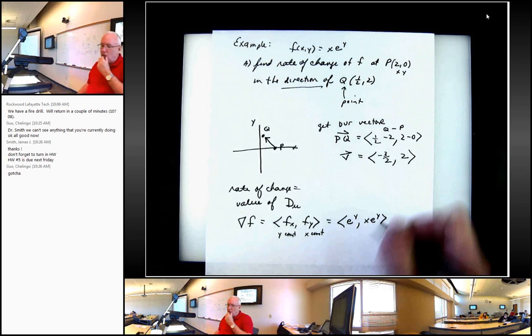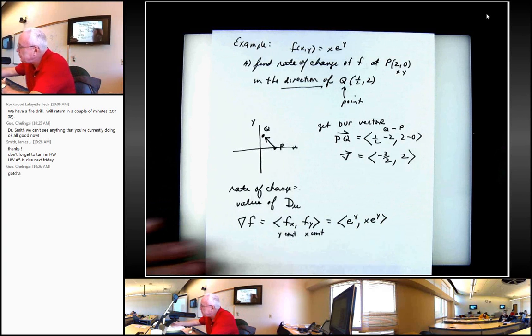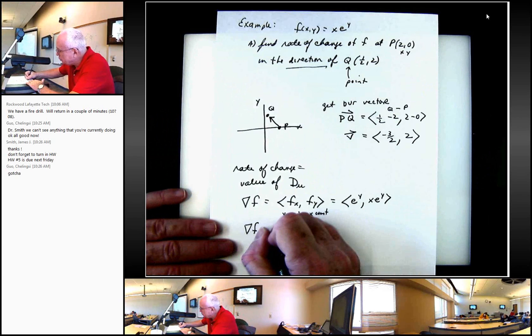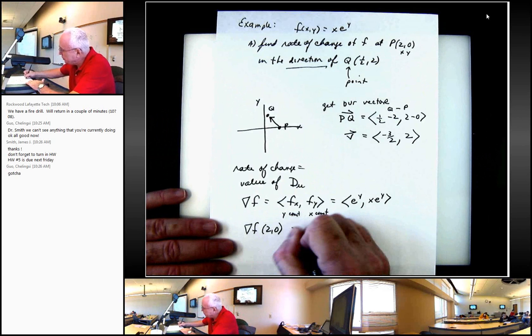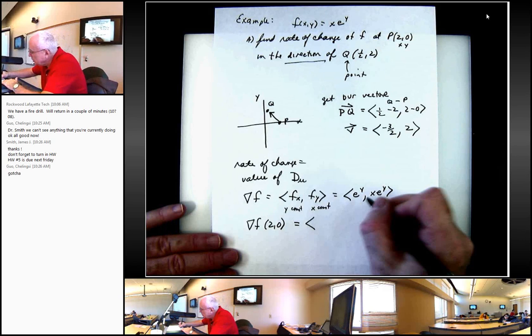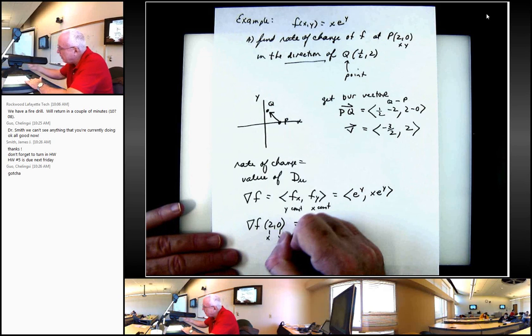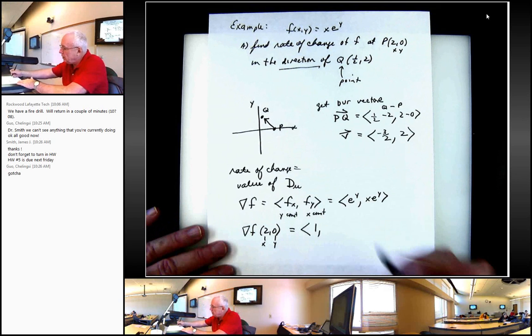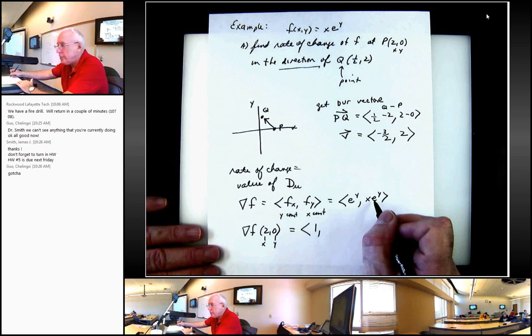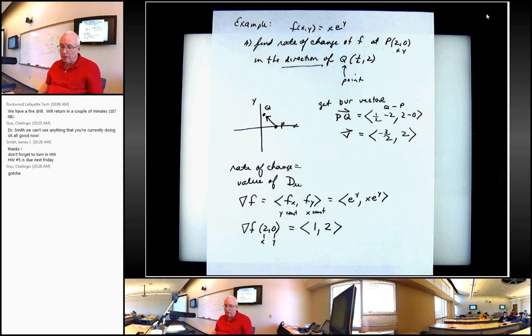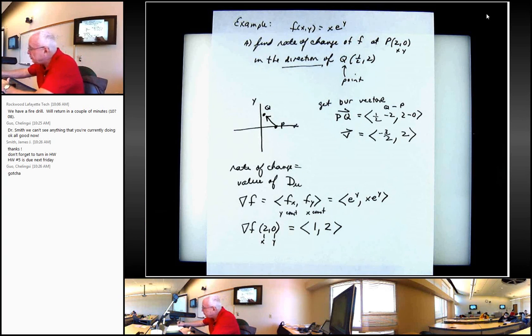And of course the point we're interested in is 2, 0. So our gradient at 2, 0 is going to be, plug in 2 for x and 0 for y. e to the 0 power is 1, and then this is going to be 2 times e to the 0 power, which is 2 times 1, or 2. So that's our gradient vector.